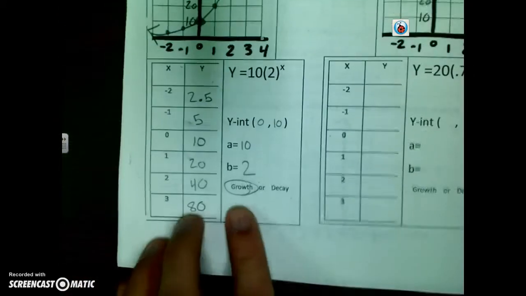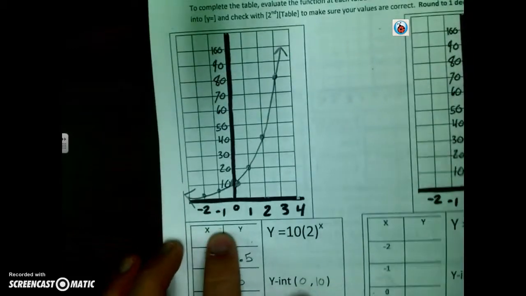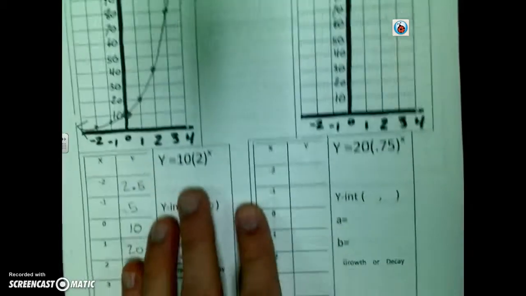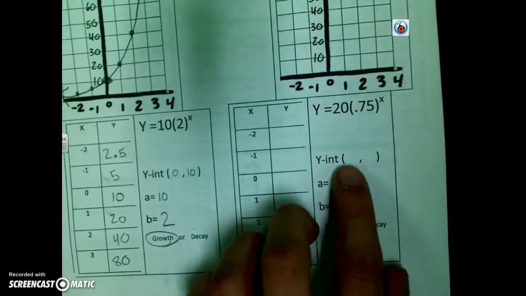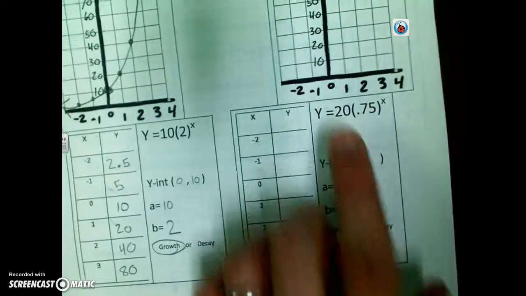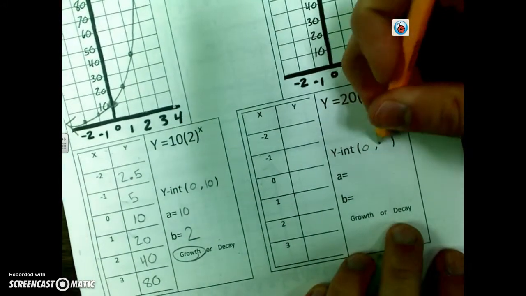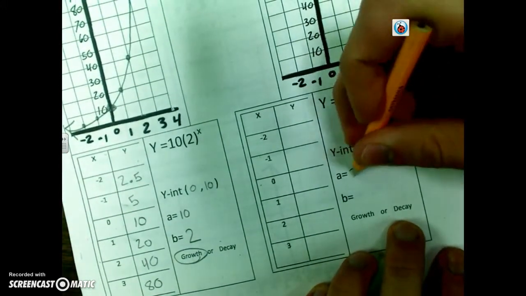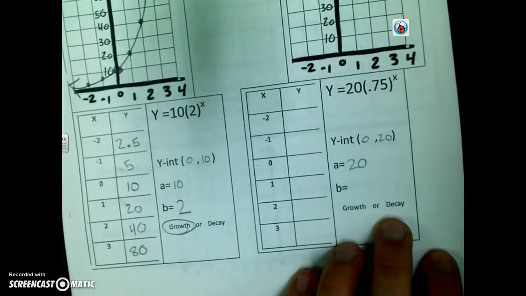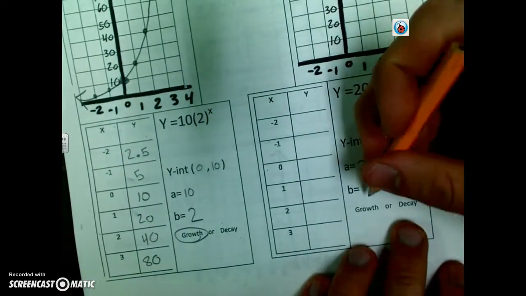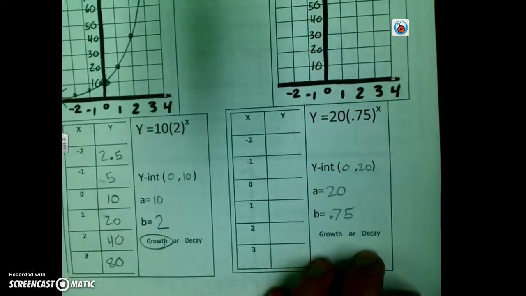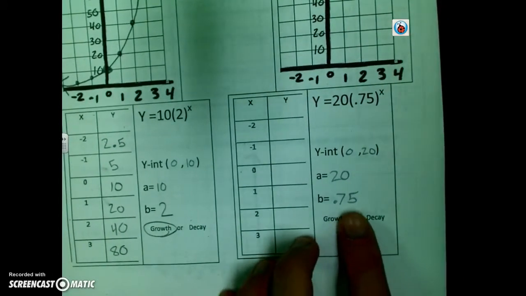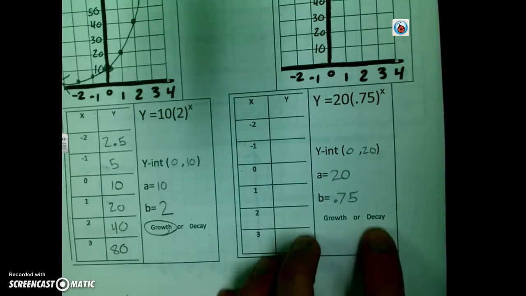But we can also see here that this is growth based upon the picture of the graph. That's all this page is, just looking through the different ones. So for example, this one here, it's going to be (0, whatever my a value is). The b value is the number inside the parenthesis. I can either see this after the graph, or I could simply say, hey, my b value is smaller than 1 but bigger than 0, so I know this has to be decay.